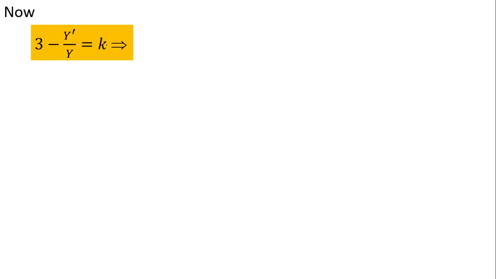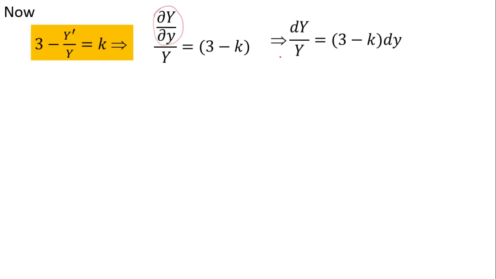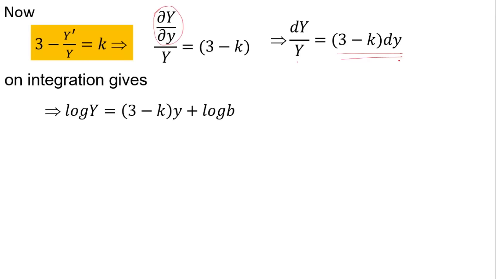ओके, देन यू सी दूसरा था 3 minus y dash upon y is equal to k. 3 को हम right hand side में लेके गए, k minus 3 हो जाएगा और minus से multiply किया तो 3 minus k हो जाएगा वो. तो y dash upon y is equal to 3 minus k. Is that clear? Now multiplying both sides by dy, so you will get dy upon y is equal to 3 minus k into dy. On integrating, इसका इंटीग्रेशन होगा log y, इसका इंटीग्रेशन होगा 3 minus k into y plus another constant of integration, that is log b. तो ये हो गया.